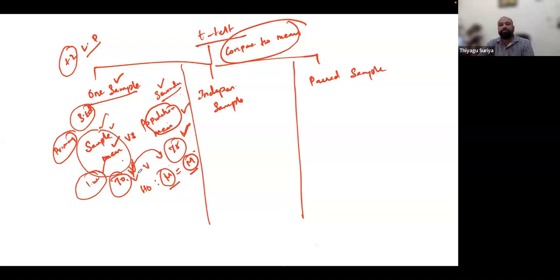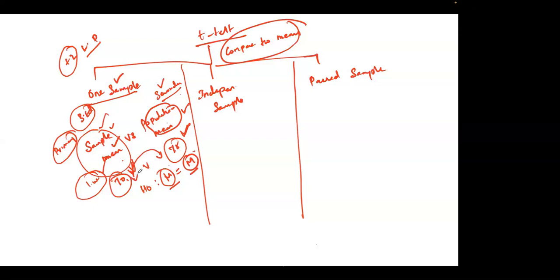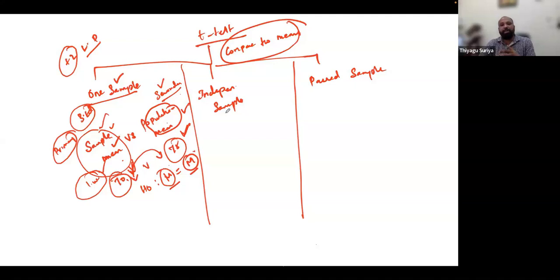Hope you are getting this, ma'am. Yes, sir. Definitely. Okay, thank you, sir. Normally this population mean you can identify from the secondary data. You cannot conduct any test. You can find it from the secondary data, from different web sources or any database.